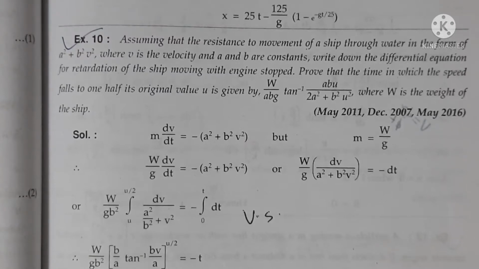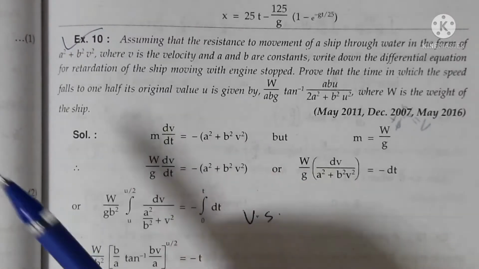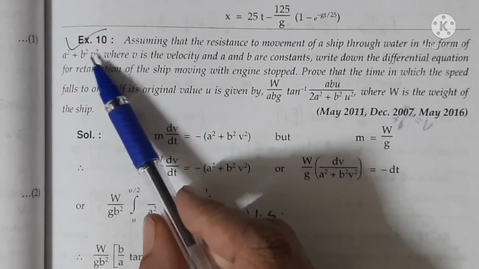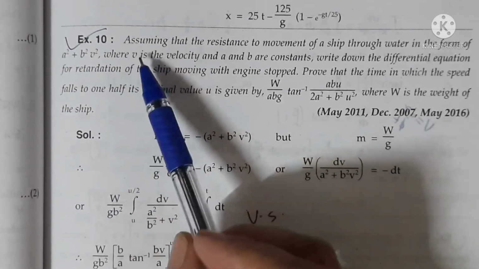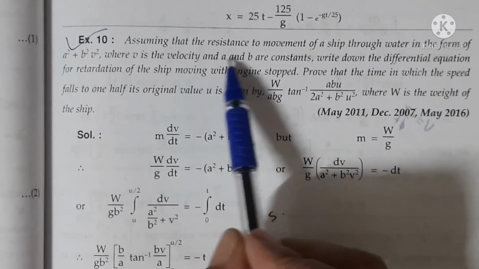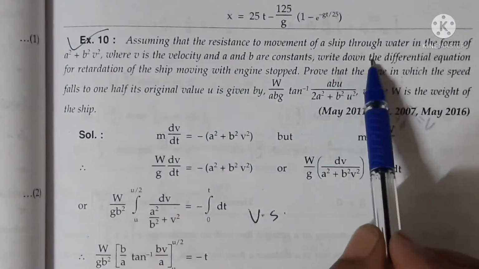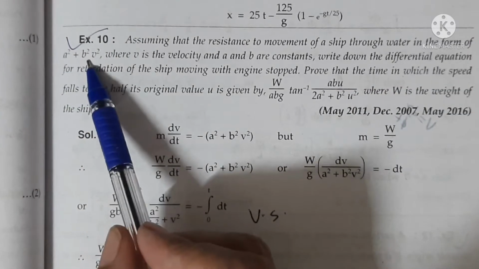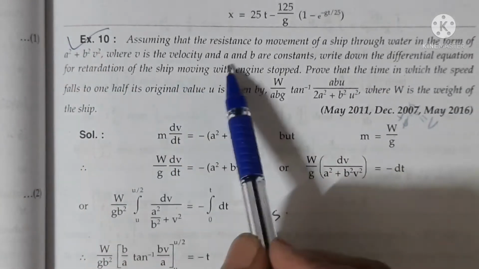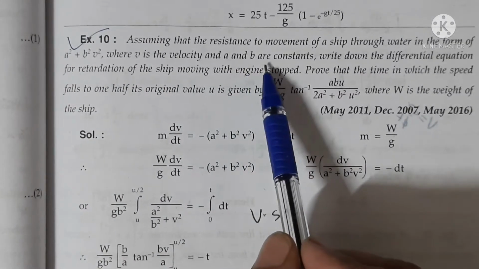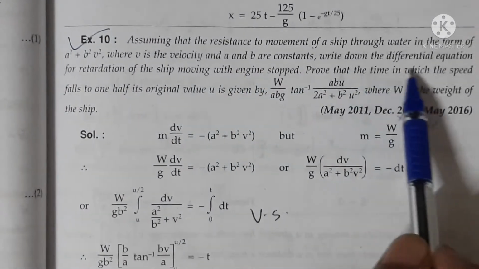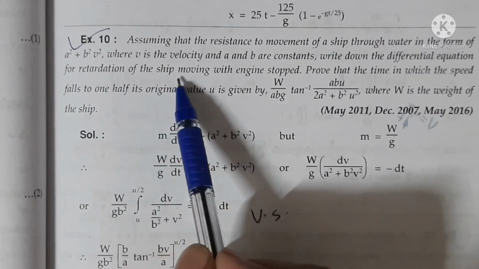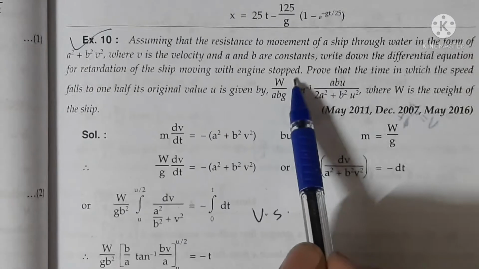Hello students, today we are going to see one more application of the differential equation. Let us consider example number 10 from the Nirali publication book. Assuming that the resistance to movement of a ship through water is of the form a square plus b square v square, where v is the velocity and a and b are constants, write down the differential equation for retardation of a ship moving with engine stopped.